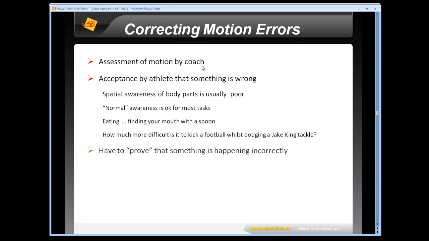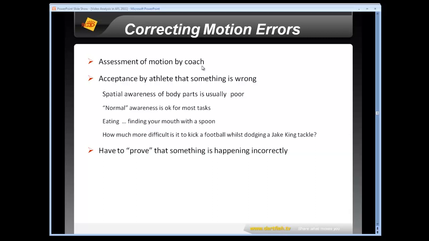Correcting motion errors normally occurs by doing these things. Assessment of the motion by the coach. Acceptance by the athlete that something is wrong, and this is key, and that's where video comes in beautifully, especially if you've coached young men. Spatial awareness with all of us is generally poor. Our normal awareness is okay. So, for example, eating. We're able to find our mouth with our spoon, right? That's a pretty basic normal awareness of a spatial task, but it's a lot more difficult to kick a football while dodging a Jake King tackle, for example. And I'm an Essendon supporter, and I saw Saturday night, so that sprung to mind for me.